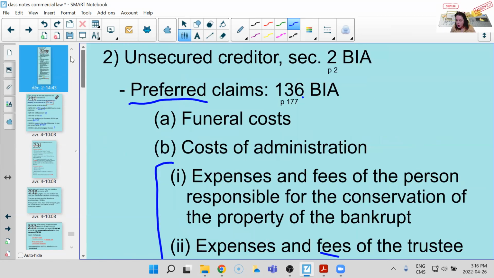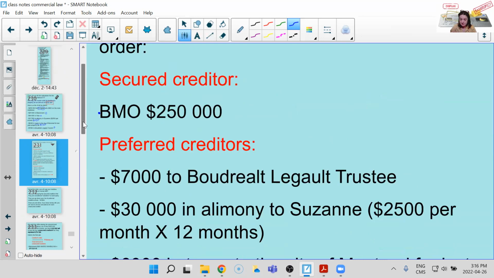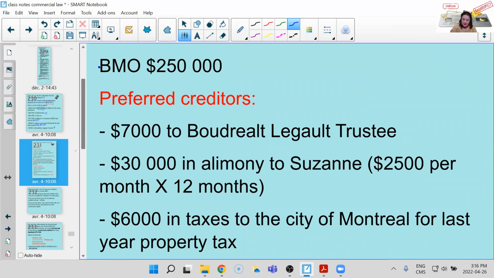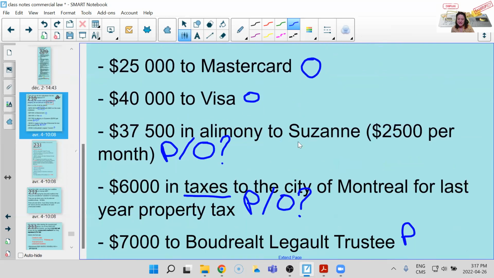Okay. So sometimes people, during the final exam, go through it and it's a bit easier. Okay. So when we go down the list of 136, the first one that we find is the trustee. Okay. So the trustee goes for 7,000. There's no maximum. Okay. Then we said on the previous page, for Suzanne, for the alimony, it said 2,500 per month for a total of 37,500.